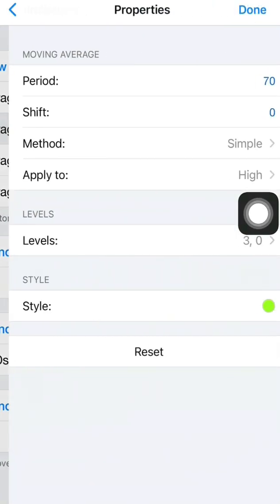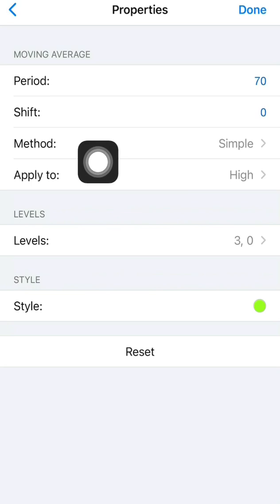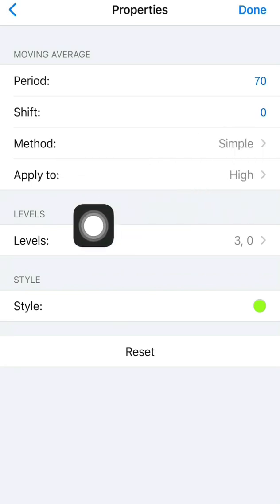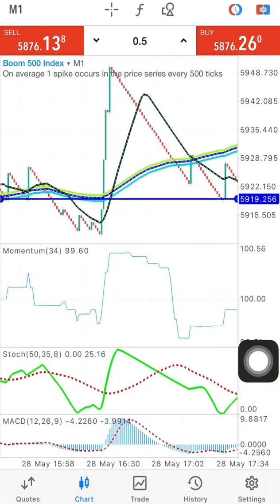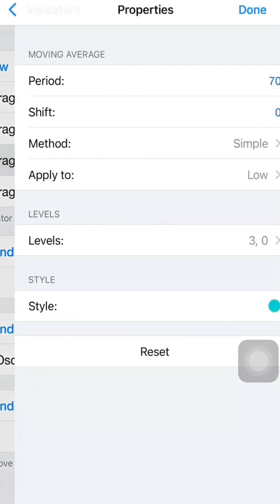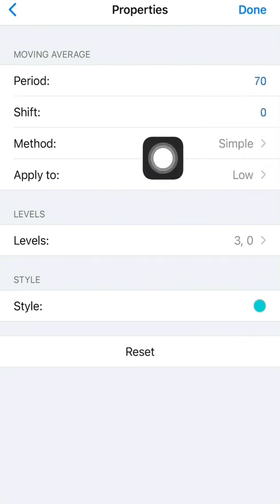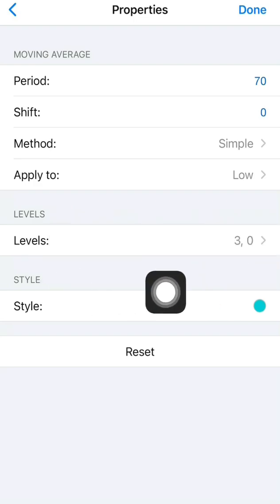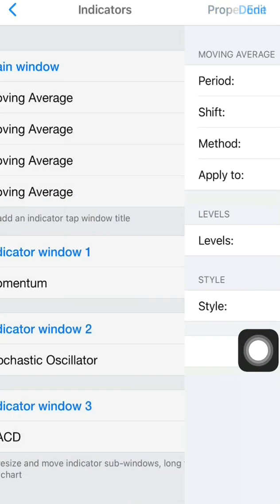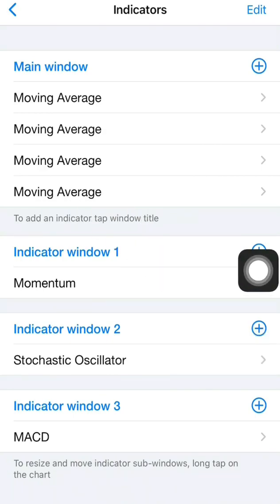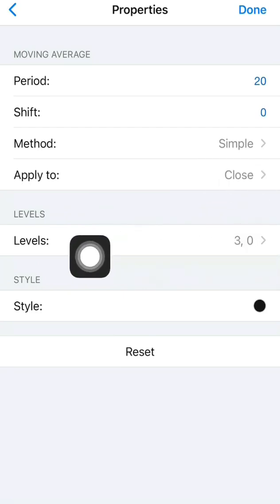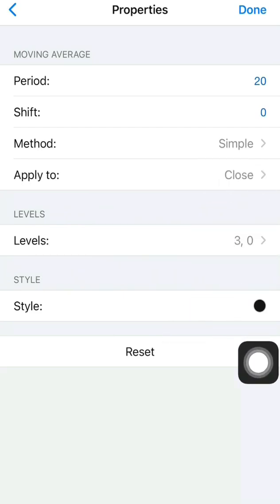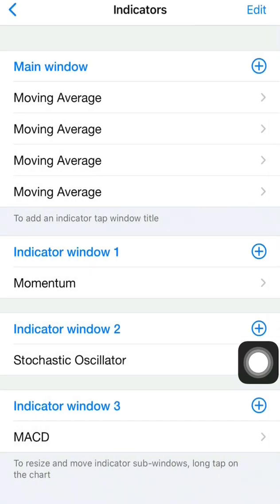The second moving average is moving average 70 also, shift 0, method simple. The only difference is apply to high. The first one is close, but this one is high. Then change the color. The third one is moving average 70 also, shift 0, method simple, apply to low. The previous one is high, but this one is low. Change the color that you like. The fourth one is moving average 20, shift 0, method simple, apply to close. Level should be 3. Use any color you care for, but I'm using black.